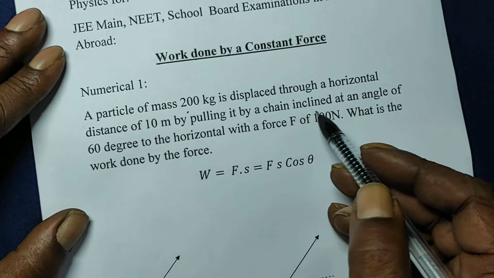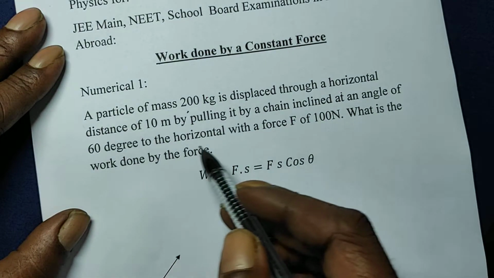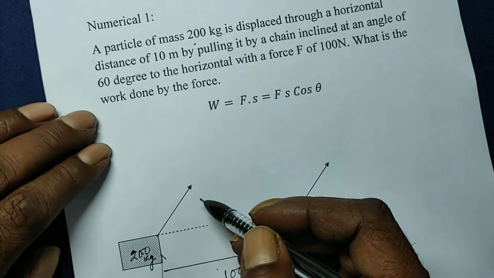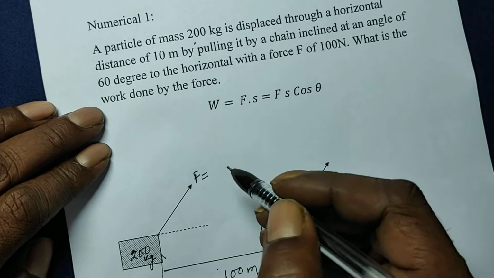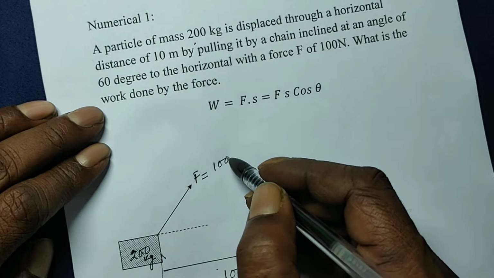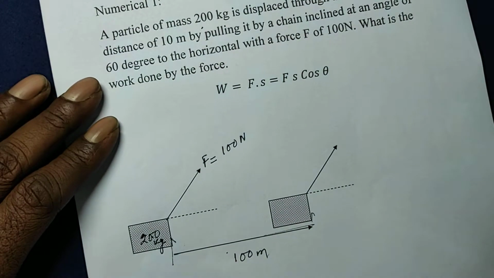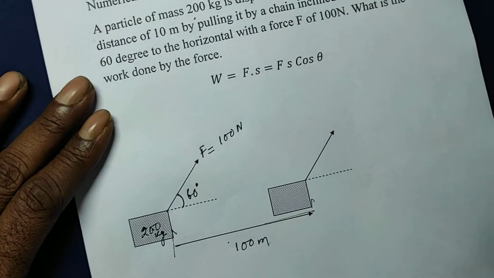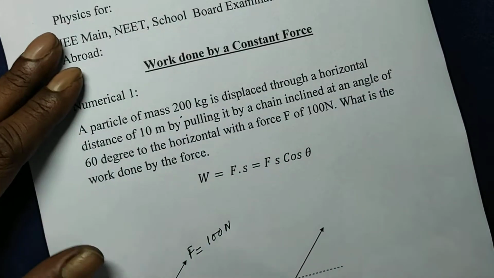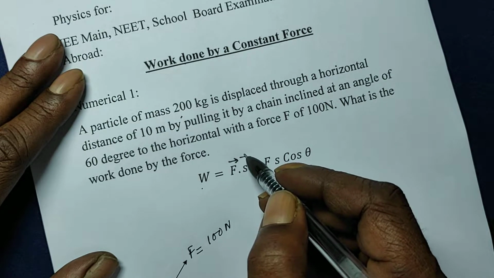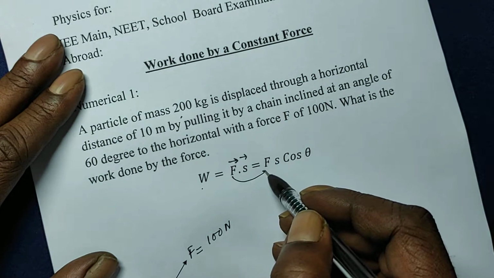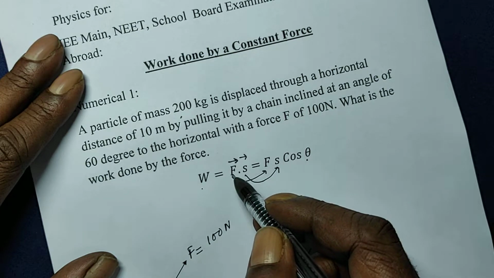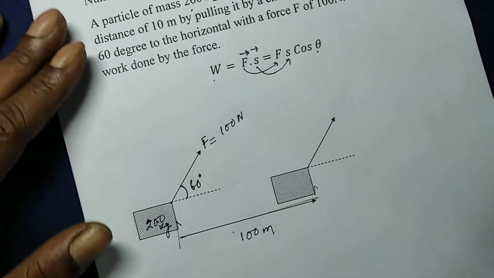By pulling it by a chain inclined at an angle of 60 degrees to the horizontal. This is being pulled to this side by a force given as 100 Newton. And this force makes an angle of 60 degrees, that is what is given in the question. And since W is equal to F dot S, magnitude of this, and cosine of the angle between the force vector and the displacement vector.